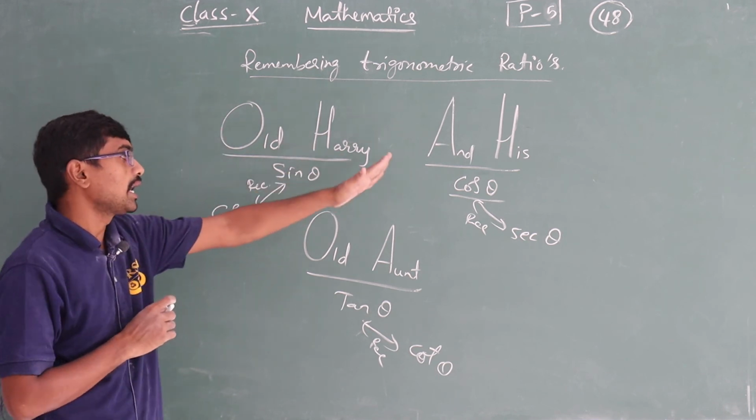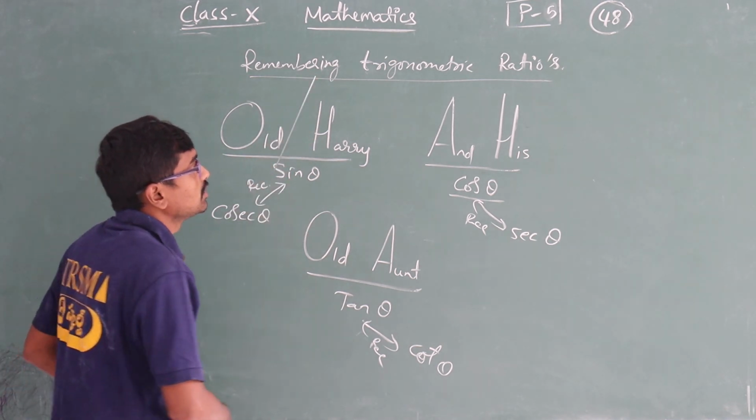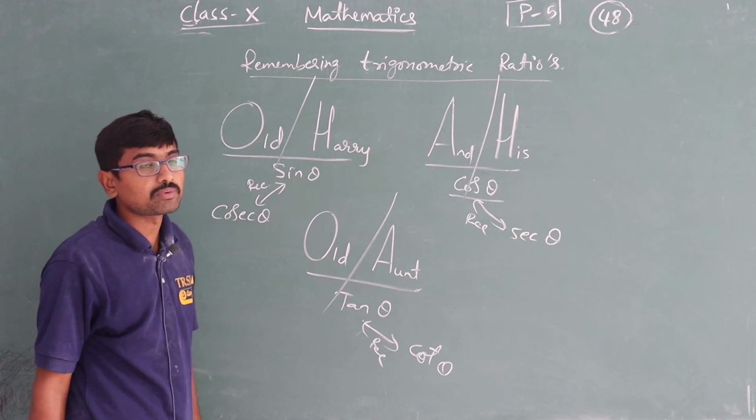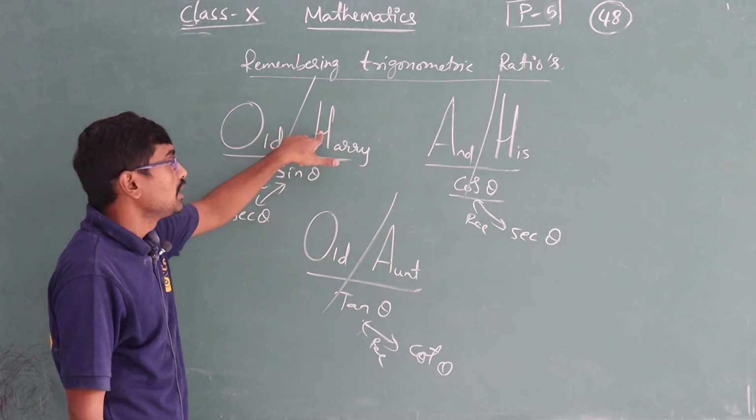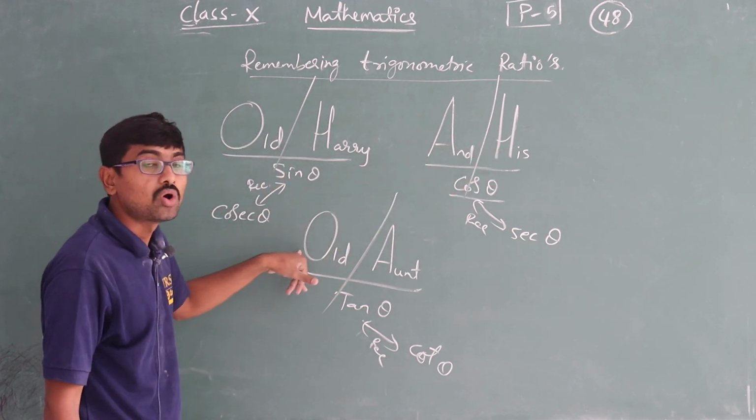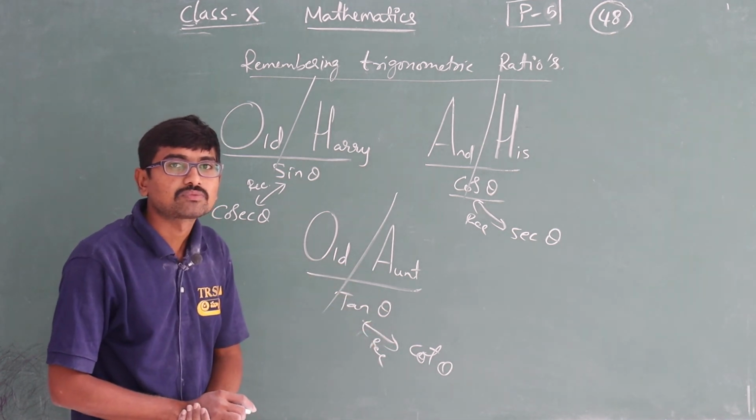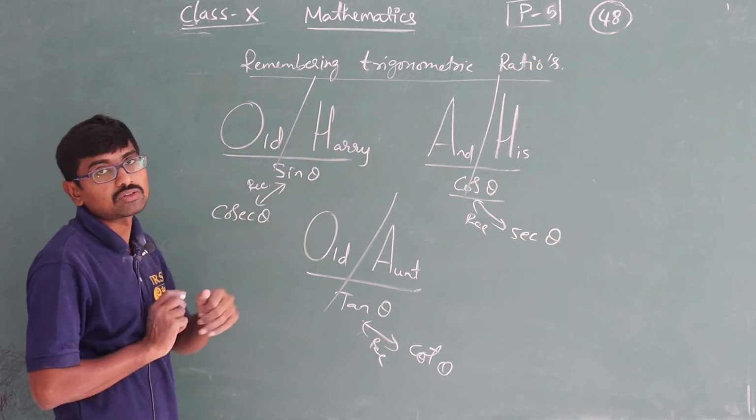Old Harry and his old auntie. How, sir? See here. If I divide this both, and again this both, and again this both, I will get the trigonometric ratios. O opposite, H hypotenuse, A adjacent, H hypotenuse, O opposite, A adjacent. Isn't it very easy? Yes, absolutely. So the starting letters you have to remember, and the sentence you have to remember.